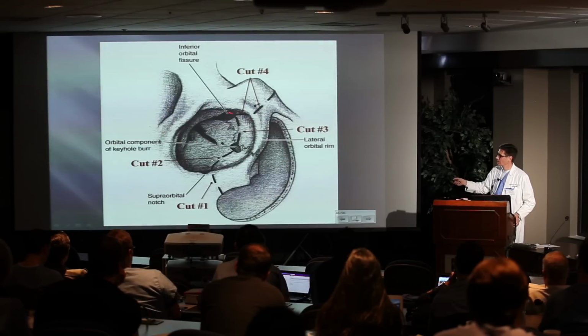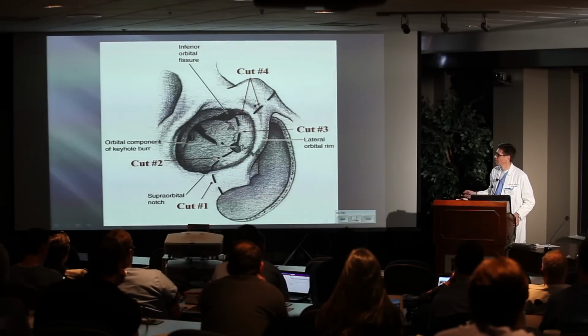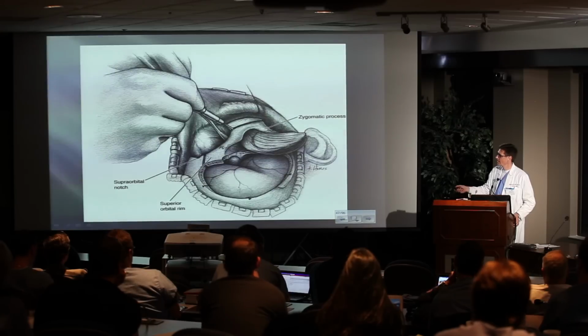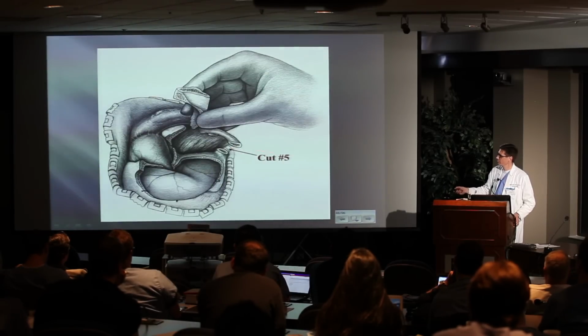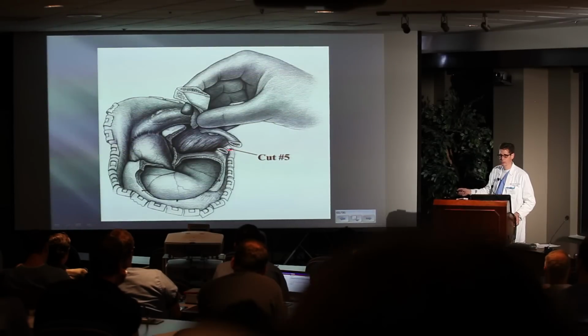And then you take the foot plate and stick the foot plate in here and then cut up and across the body of the zygoma. And that's what it looks like. So you have this kind of protecting the orbit, and then you put this in and cut across. And then, of course, the fifth cut is just across the root of the zygoma.